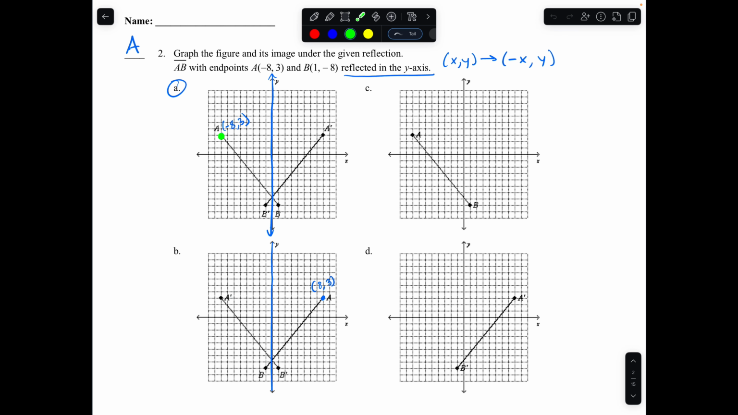So these pictures look almost the same. It's just that AB is in the correct spot here. In B, the pre-image and the image are reversed. So AB should not be here. That should be A prime, B prime, like it is here. So it's A.